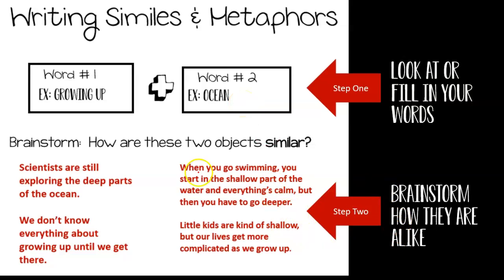Step 2 is to brainstorm how those two words are alike. So some of the brainstorms I came up with are scientists are still exploring deep parts of the ocean, and we don't know everything about growing up until we get there. Another way that they're similar that I thought of is when you go swimming, you start in the shallow part of the water and everything's calm, but then you have to go deeper. And then little kids are kind of shallow, but our lives get more complicated as we grow up.